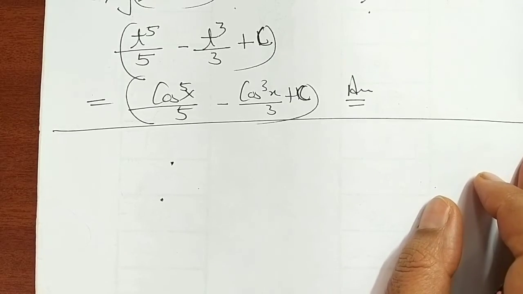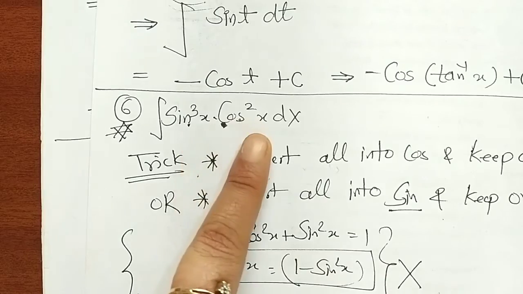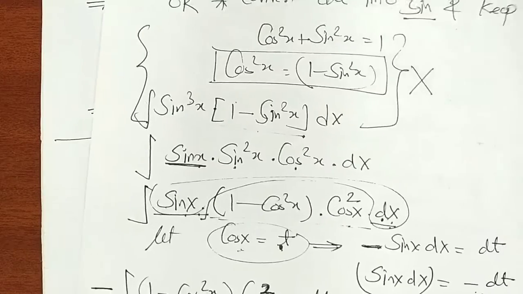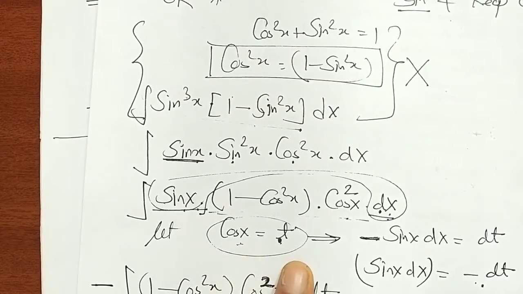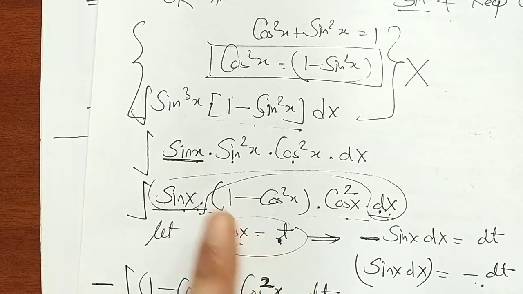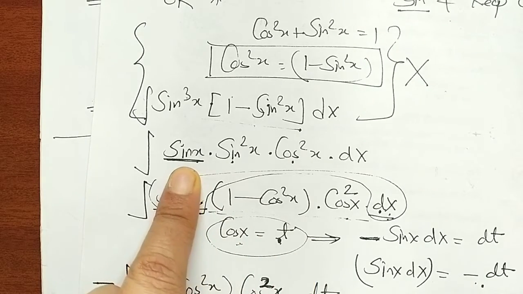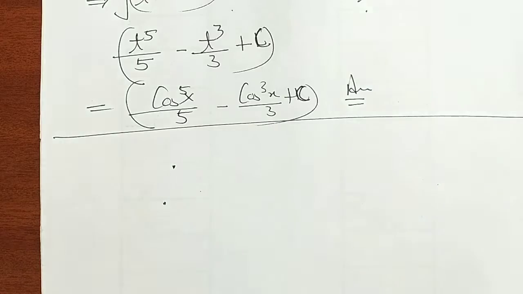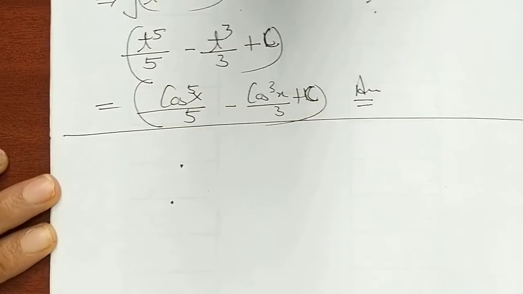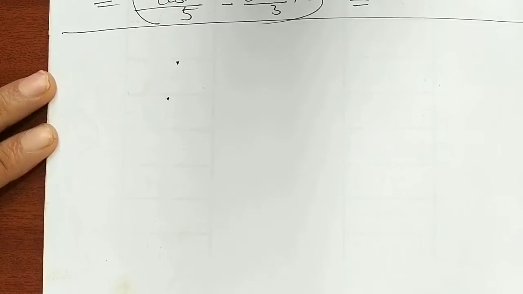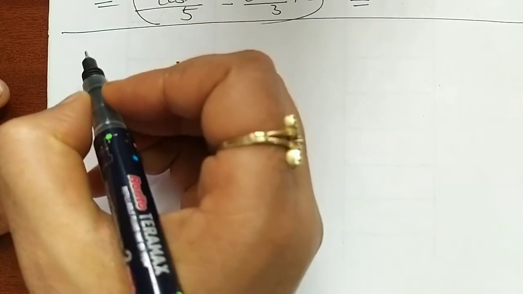I hope you understood what manipulation I did. This was the question. So what I did, I assumed cos x as t and kept one sin as it is. Okay. So practice it 2-3 times, guys. Let's do one more example.